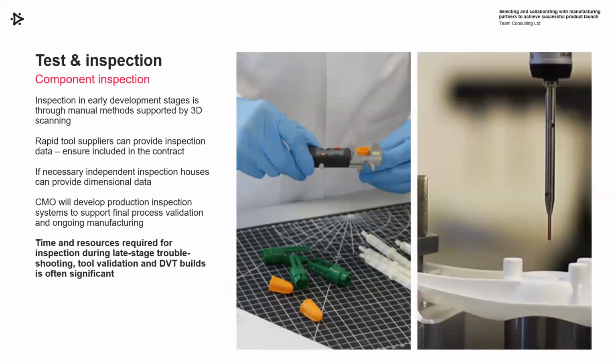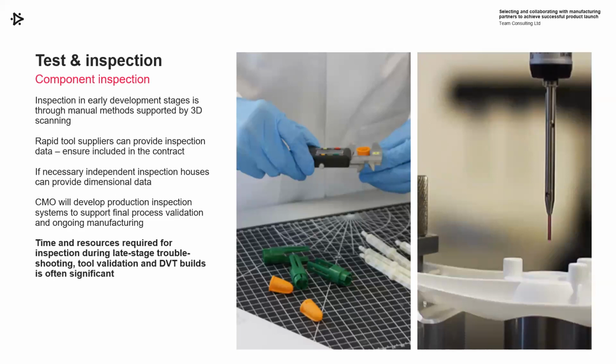Component inspection is often overlooked, but it shouldn't be, because it's very important. Making sure you know what you've put into your tests, and then the ability to inspect product as you head towards production. Rapid tool suppliers can provide early inspection data, so you know what you're testing early on. You can also get input from independent inspection houses for dimensional data as needed.